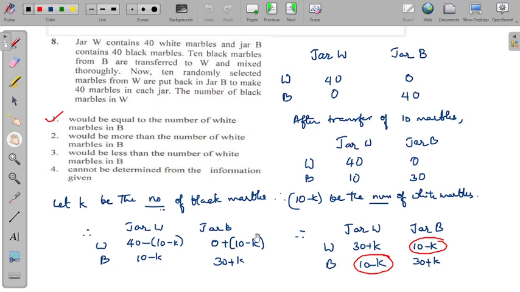Now look at this number: jar B contains 10 minus K white marbles, and jar W contains 10 minus K black marbles, which equals the number of white marbles in B. So the number of black marbles in W must be equal to the number of white marbles in B. You can guess that directly; I broke it into these many parts just for your understanding.